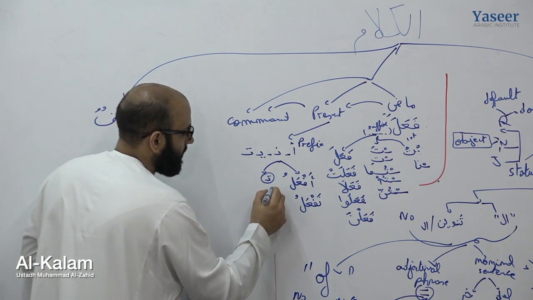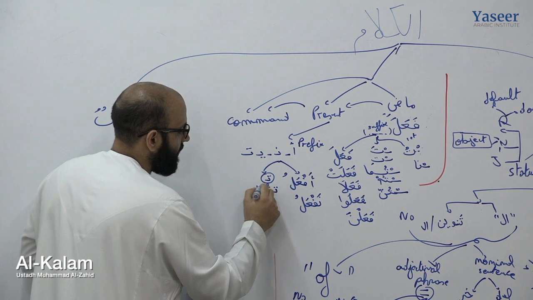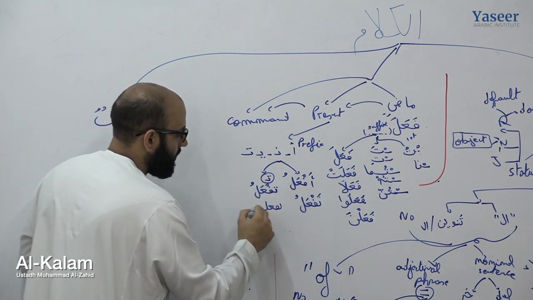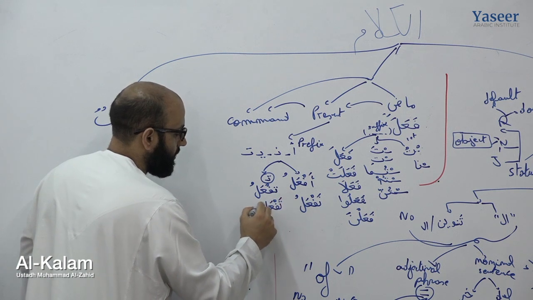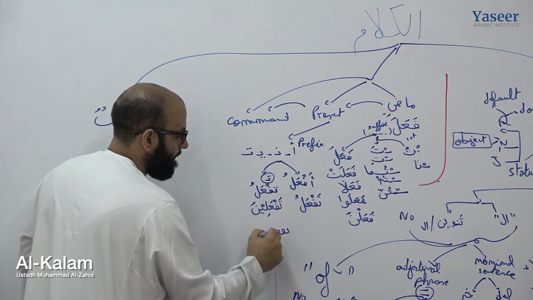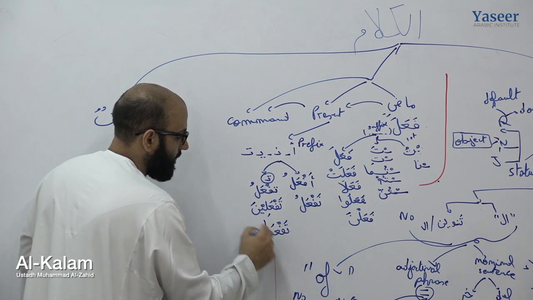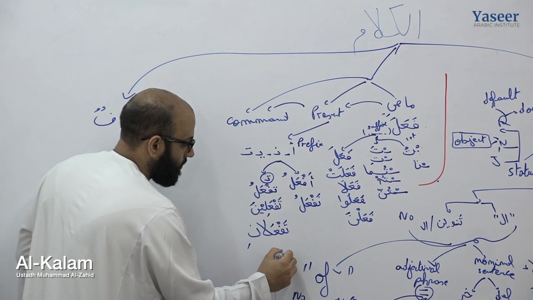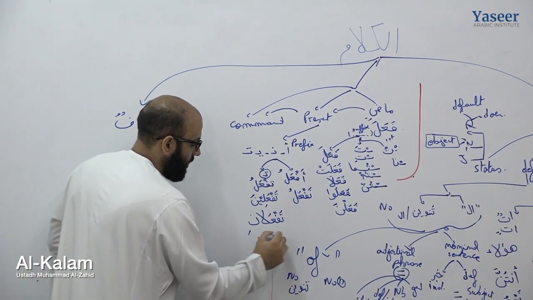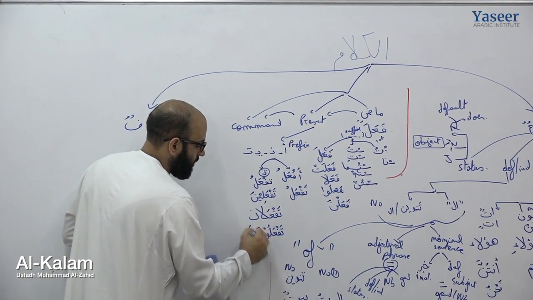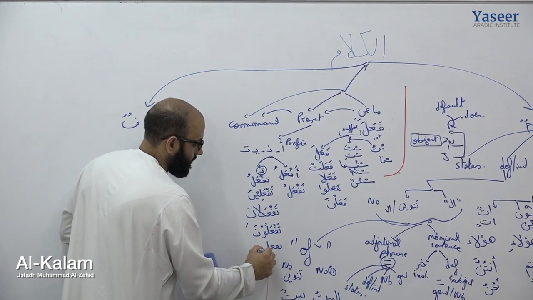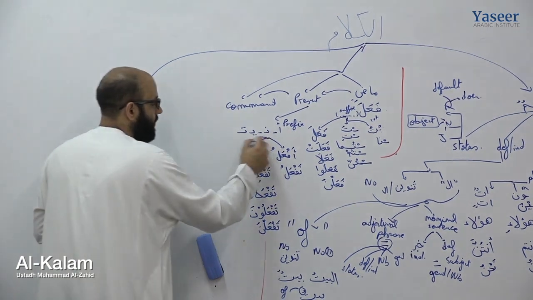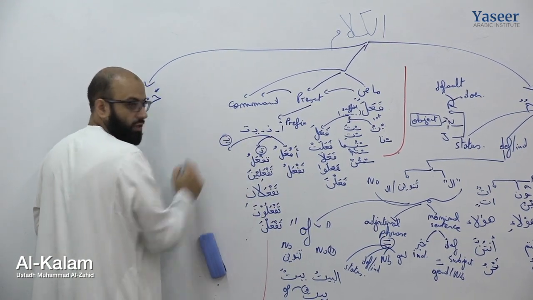So here I'll say taf'alu for anta, anti, taf'alina, antuma, taf'alani, if I'm talking to two. Antum, taf'aluna for many. And here, taf'alna for feminine. Third person, we said, is ya.